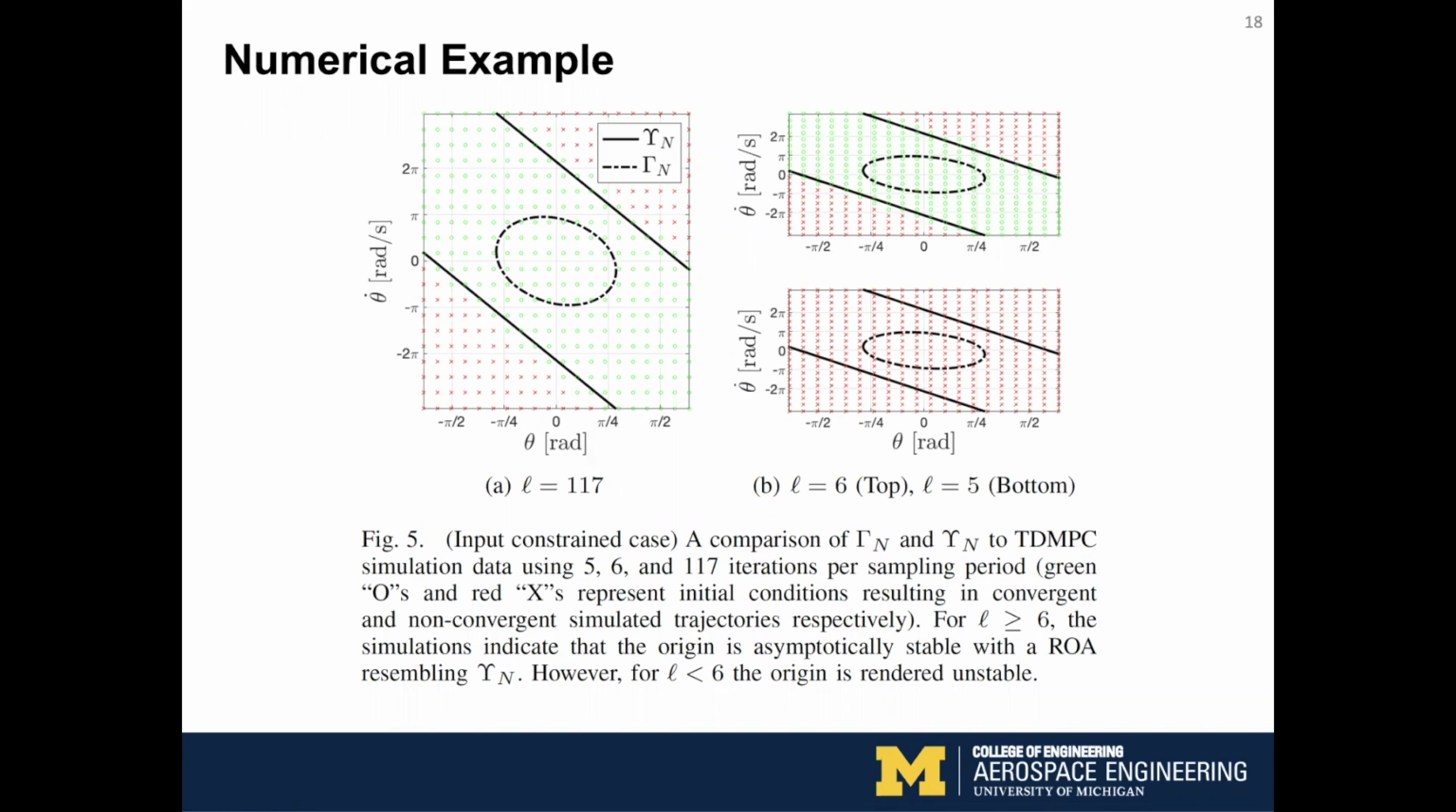So here's how these region of attraction estimates compare to actual simulation data using our time distributed model predictive control strategy. The green dots indicate initial conditions that are stable, while the red dots are unstable initial conditions. So when we use 117 iterations per time step, which is just above the iterations threshold for stability of 116.2, we actually get a region of attraction in simulation that's much larger than our theoretical estimate, which is this dotted line here. And it's actually very similar to the optimal MPC region of attraction, which indicates that we have some conservatism in our analytical representation of this region of attraction estimate of time distributed model predictive control.